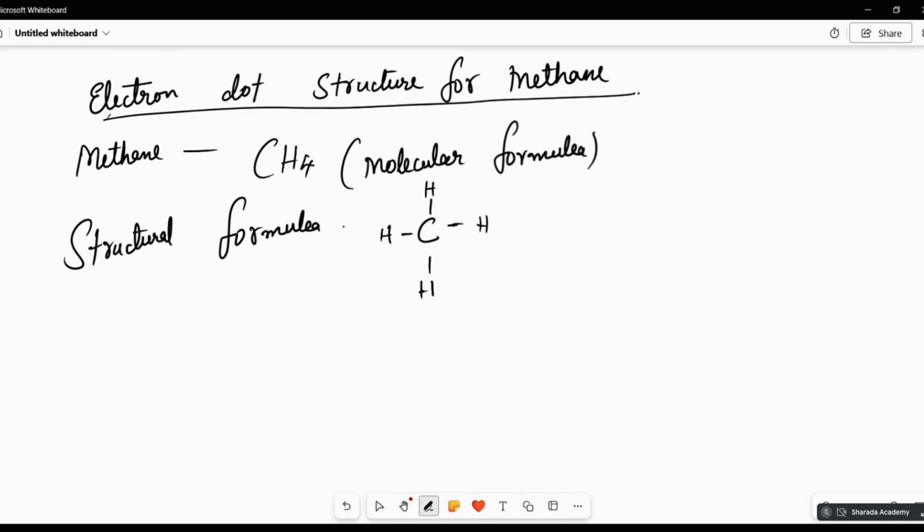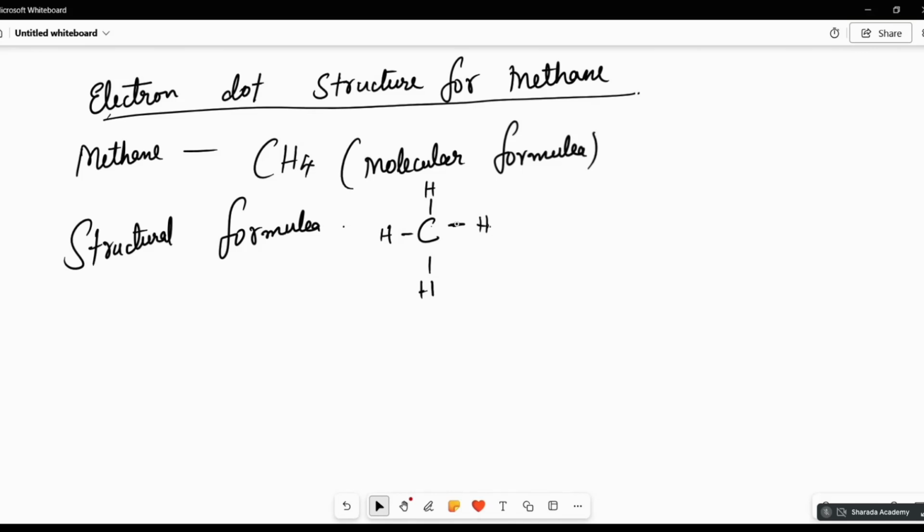Each bond means carbon is sharing one electron with hydrogen. Hydrogen is also sharing its one. That means one electron pair it is sharing. So it forms one covalent bond.